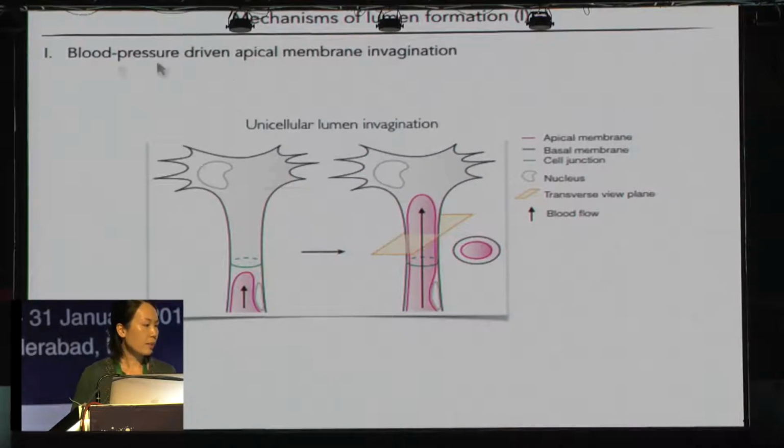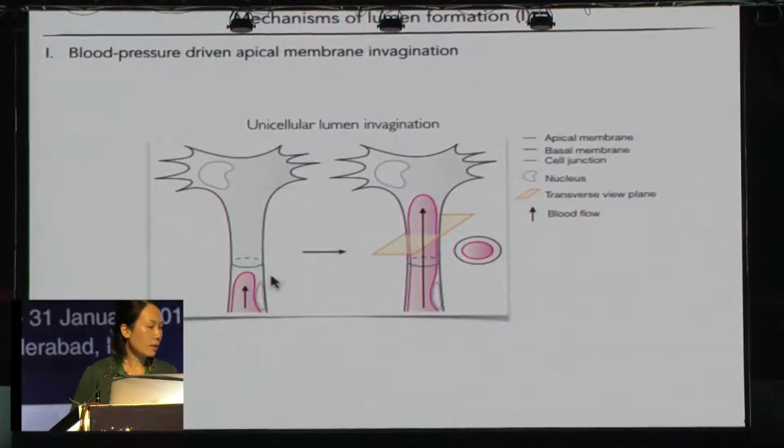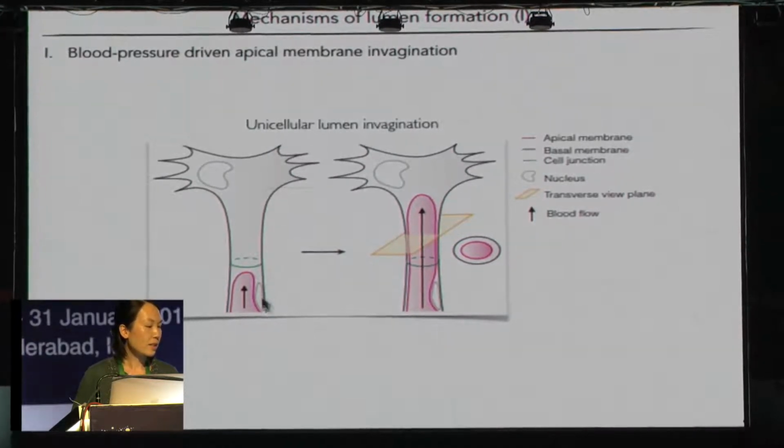The first is blood pressure-driven apical membrane invagination, and this is illustrated here in this cartoon. The black line depicts the basal membrane, and the magenta line depicts the apical membrane, and this is the lumen that's filled with magenta. This process is dependent on blood flow, which pushes the apical membrane so that it invaginates into the cell. And when you look at the cross-section, you can see that this is the lumen.